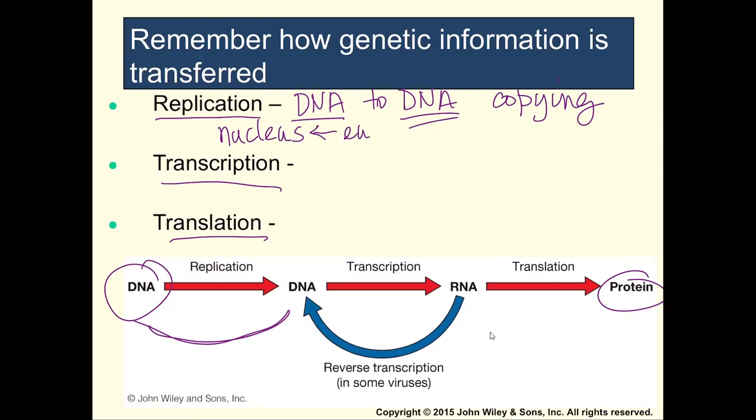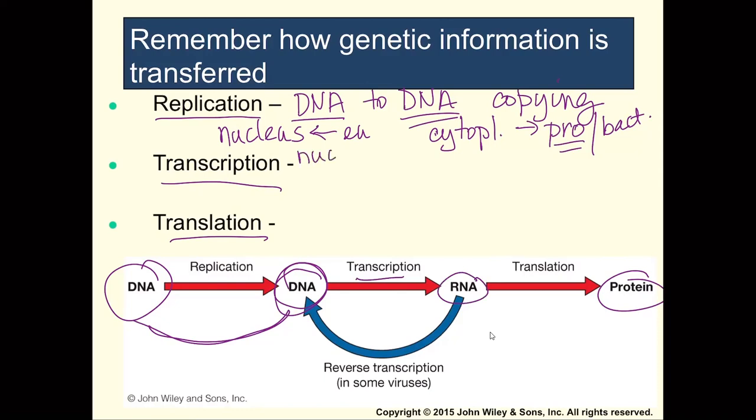It's just going to happen in the cytoplasm of a prokaryotic cell, because they don't have a nucleus. So it's happening just in the cell if it's bacteria. Now, transcription is when we take the DNA and we copy it, or we transcribe it, and we make RNA. So this happens either in the nucleus, or in the cytoplasm if it's a prokaryote.